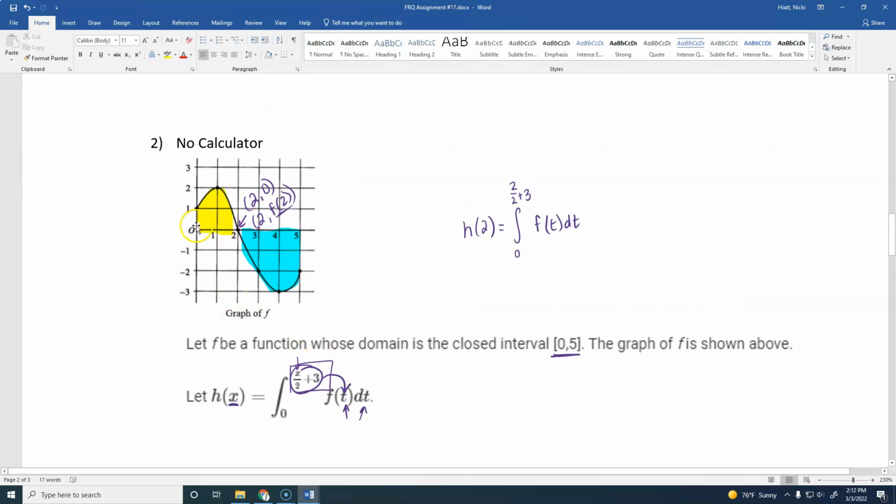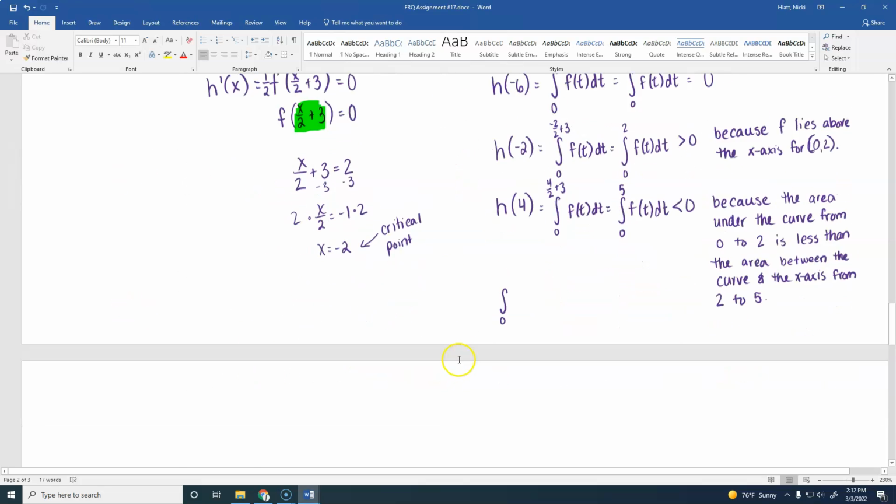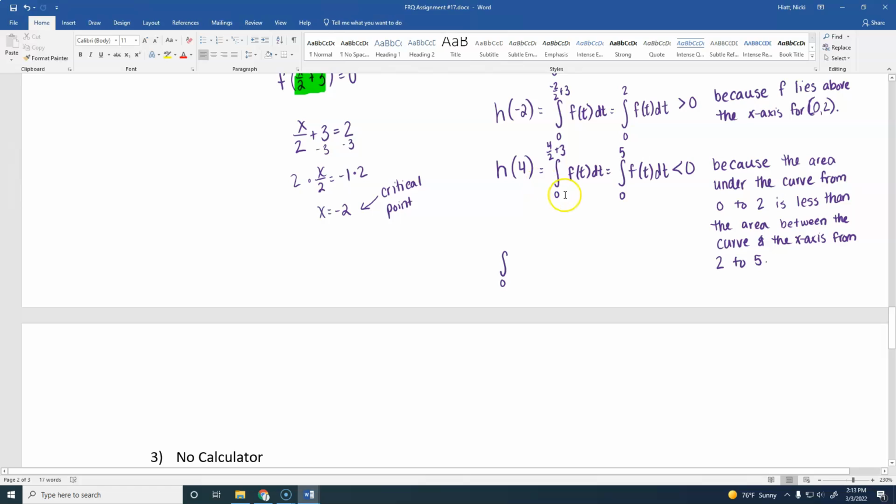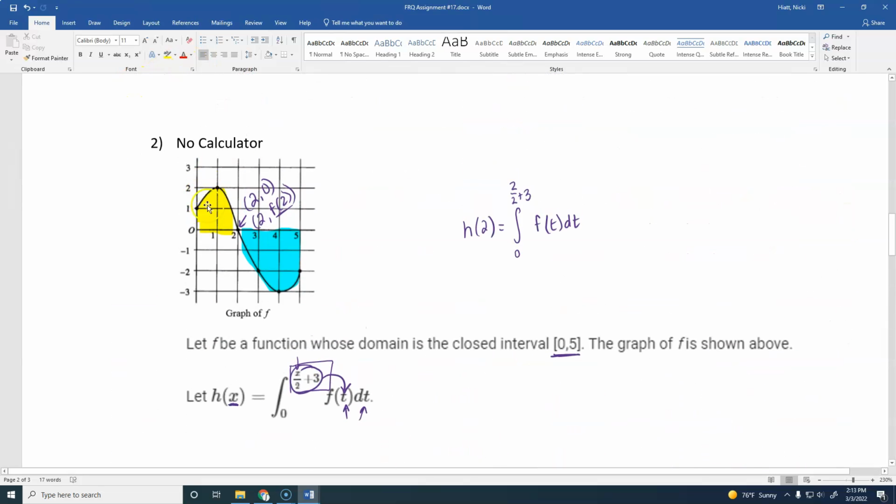So the integral tells us to find the area under the curve. And when we plug in 4, it would plug in a 4 for our x right here. So we're really finding the integral from 0 to 5 of f of t dt. So that means the area between the curve and the x-axis. A lot of times I'll say area under the curve, but area between the curve and the x-axis from 0 to 5. So on the graph, this yellow area here would be our area from 0 to 2.